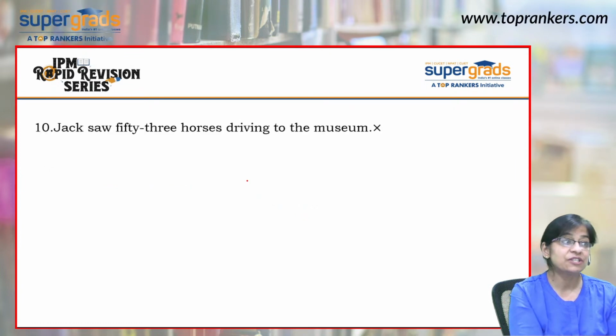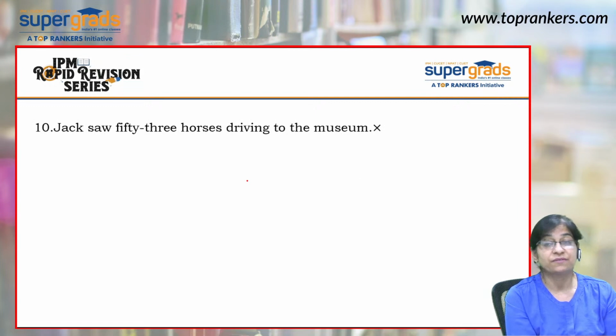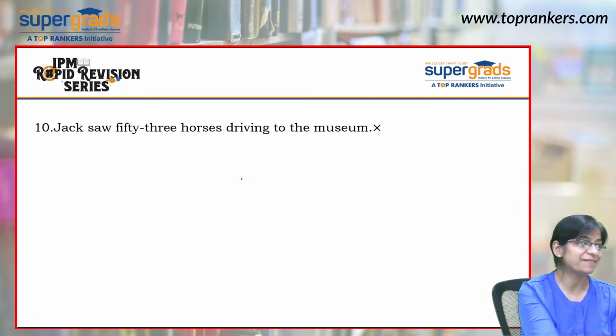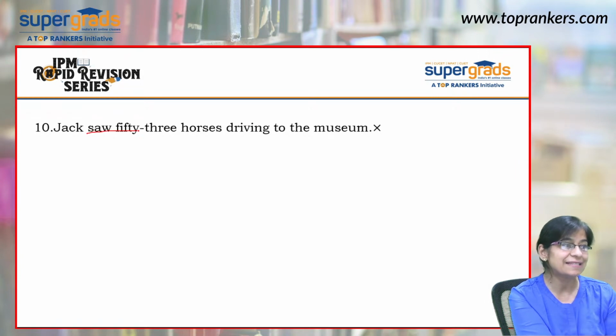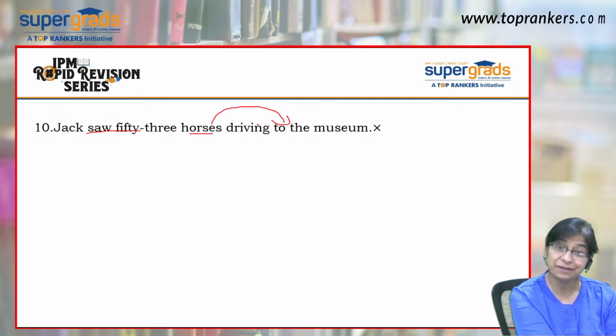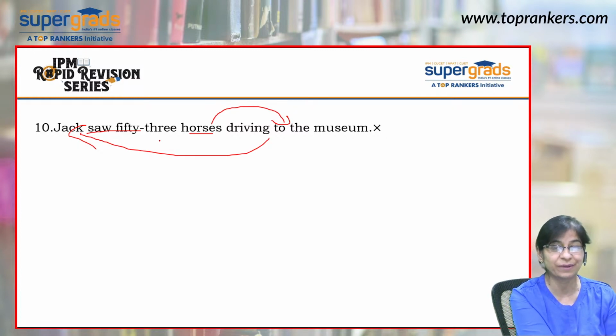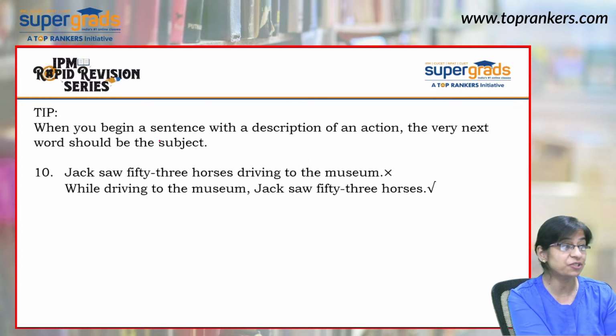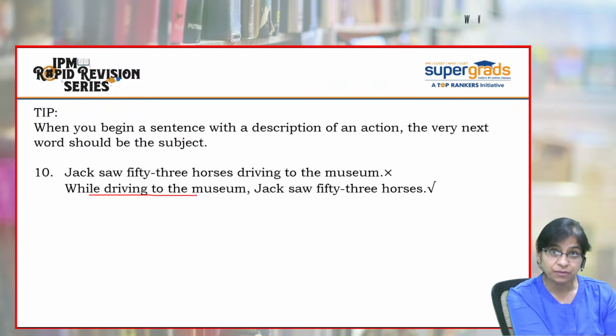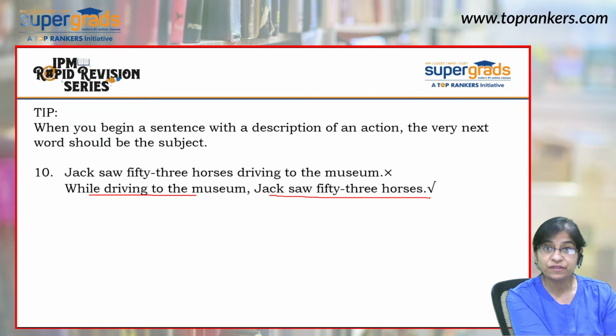So this one says, Jack saw 53 horses driving to the museum. What is the problem in this sentence? Let's figure it out together. See, Jack saw 53 horses driving to the museum. Well, were the horses driving to the museum, or was it Jack who was driving to the museum and he happened to see 53 horses on the way? So the correct structure should be, while driving to the museum, Jack saw 53 horses.